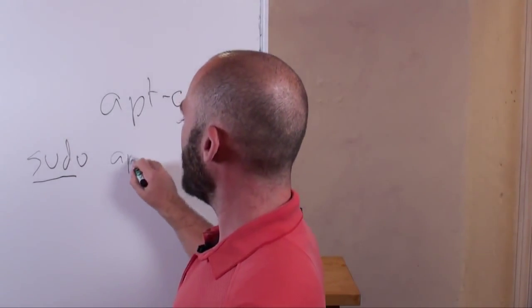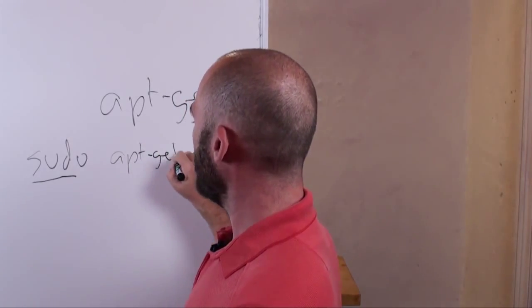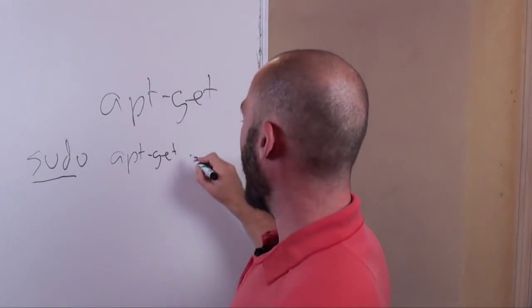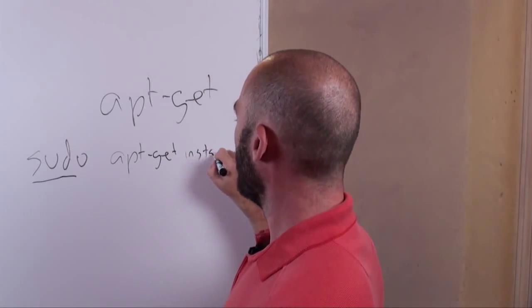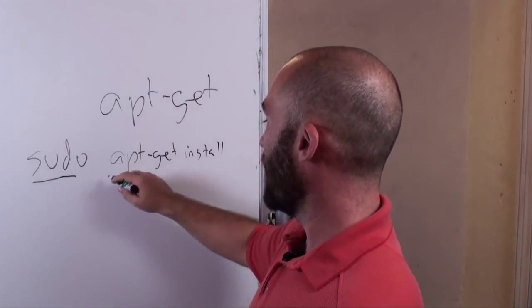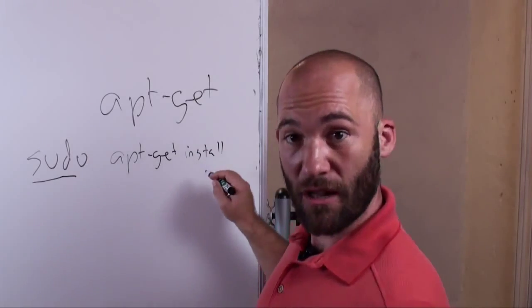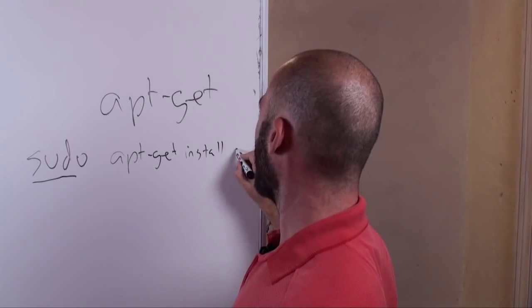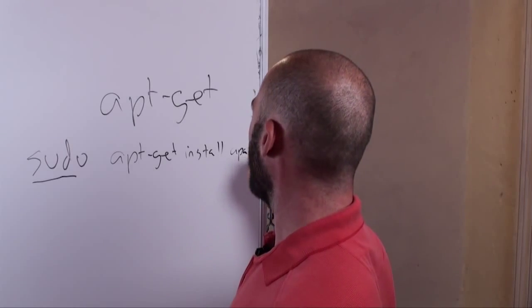Then you say apt-get, so apt-get, and then after that you do the command install. So it's saying super user, go get this application and install it. And then after that you put in whatever application it is. So right now we'll just say Apache 2.